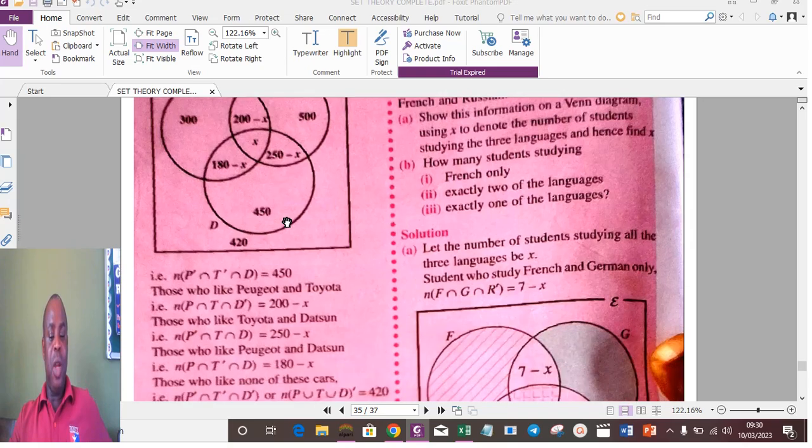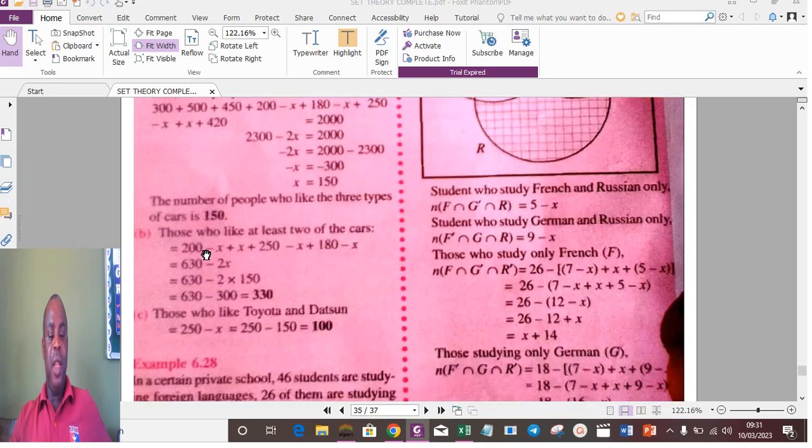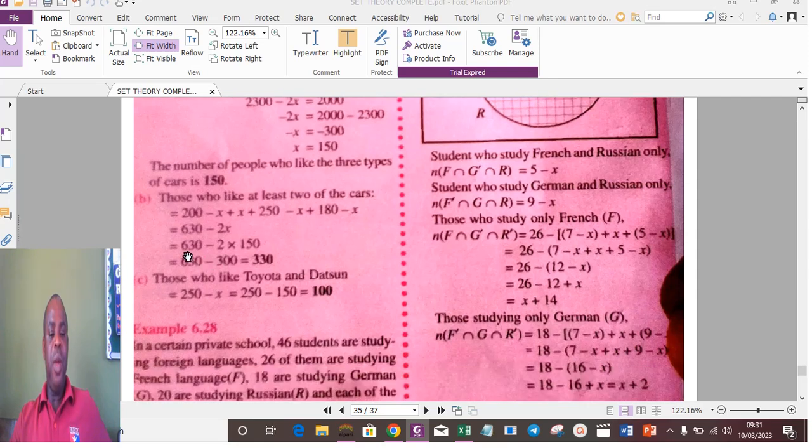When you add them together, you are going to get 200 minus S plus 250 minus S plus 180 minus S. So add 200 to 250 plus 180, you are going to get 630. So minus S plus S, that one is 0. Minus S, that will give us minus 2S. You get that? And we have gotten our S to be 150. So 630 minus 2 multiplied by S, that will be 630 minus 300. That will be 330. So those who love at least two cars, they are 330 in number.